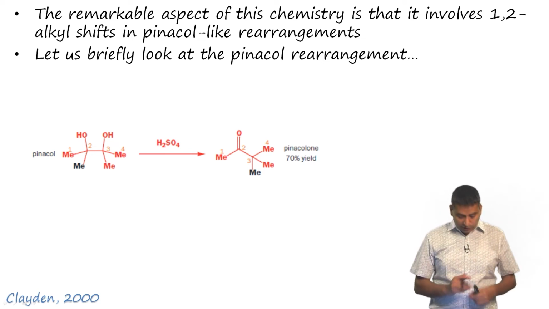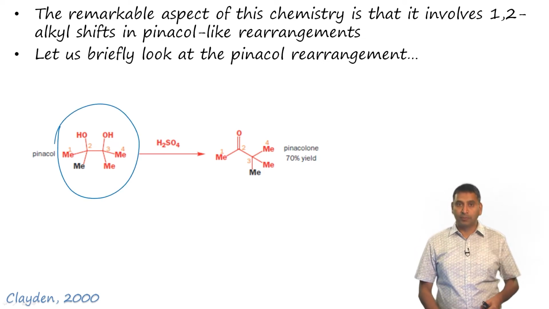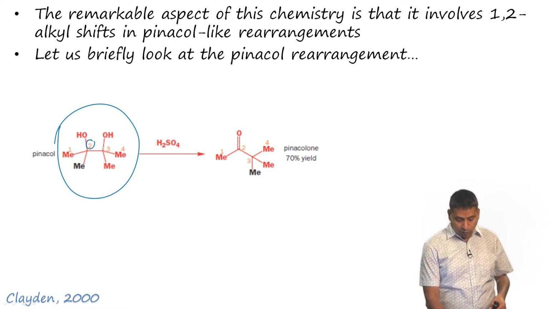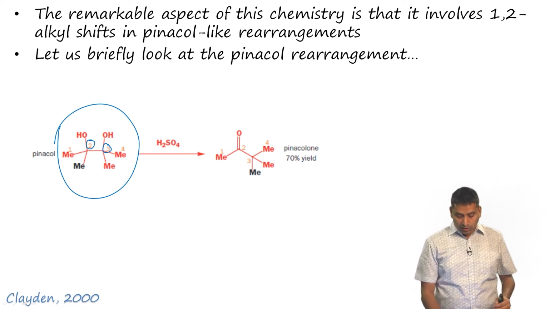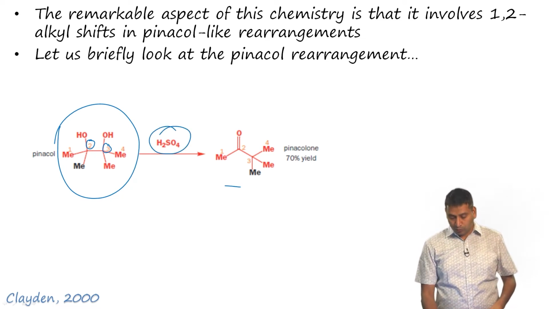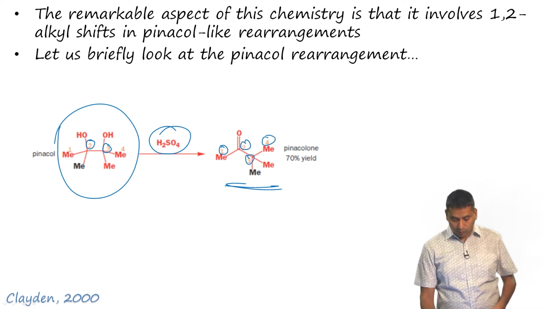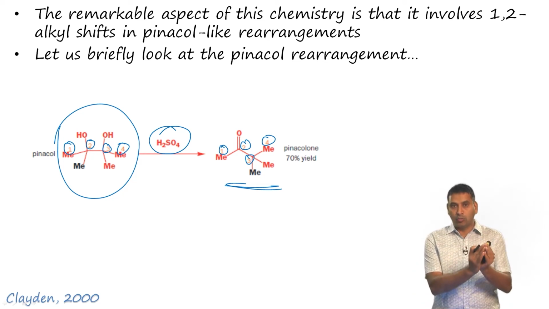So, a pinacol is basically this group here, where there is a hydroxyl group on the 2 and 3 positions. So, there are flanking hydroxyl groups, which in the presence of an acid such as sulfuric acid give you what is known as a pinacolone, which is basically a ketone. So, if you number the carbons here, you have 1, 2, 3 and 4.